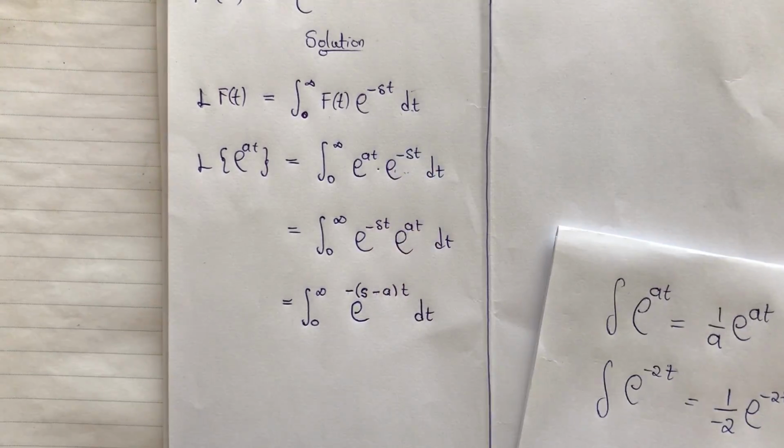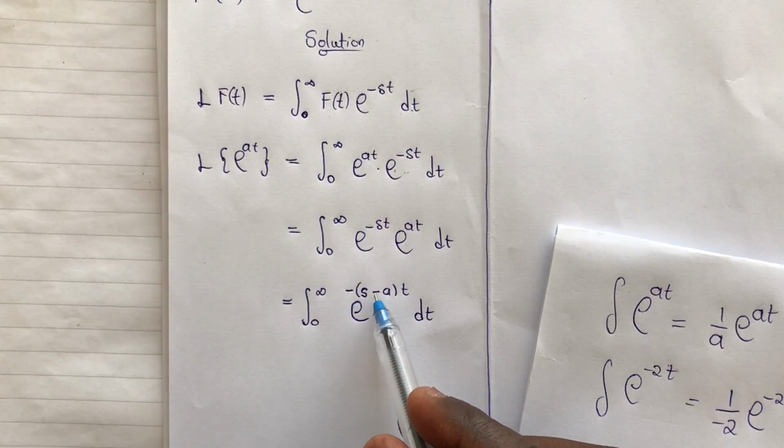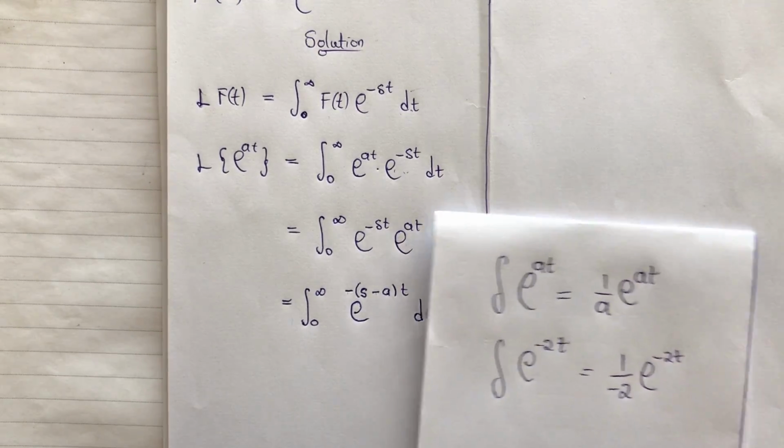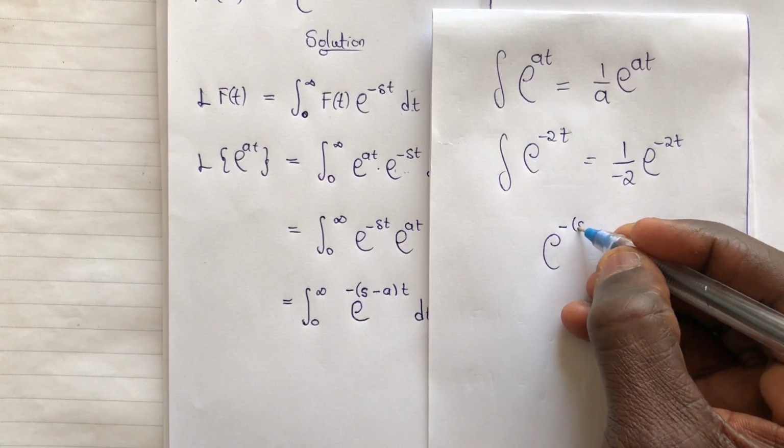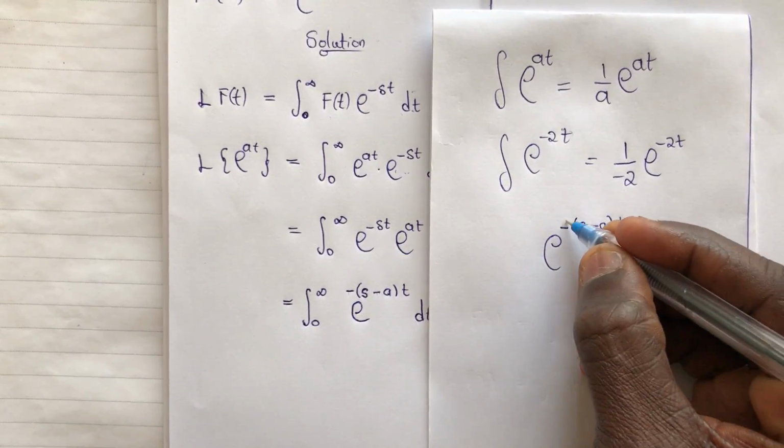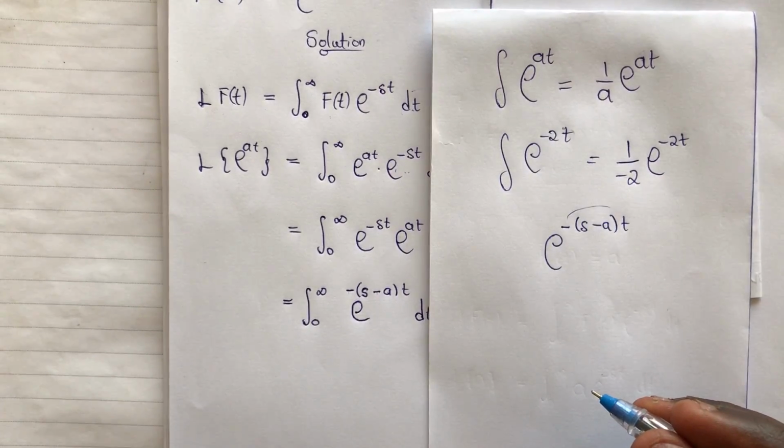So now the function that we have here is minus s minus a, something like this: e to the power minus into s minus a times t. So everything that we have here, we put 1 over that as the result.